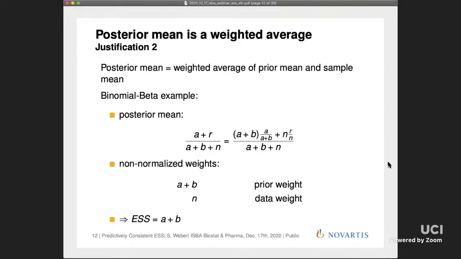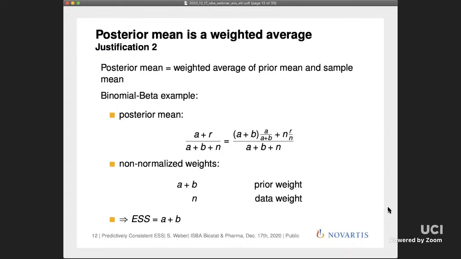Justification 2 is that you can actually write the posterior mean as a weighted average of the prior mean and the sample mean. So in the binomial beta example, the posterior mean is as you see it, and you can rewrite it in this way, and then observe that the non-normalized weights are as follows. So a plus b for the prior and n for the data. So again, it makes sense to say the effective sample size is a plus b.